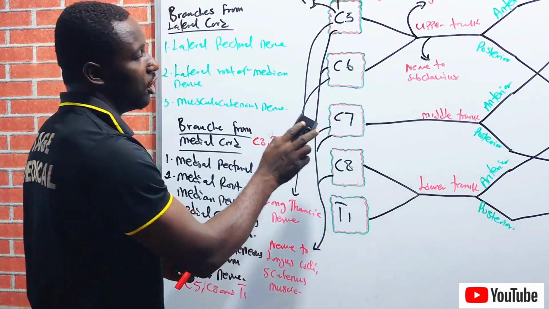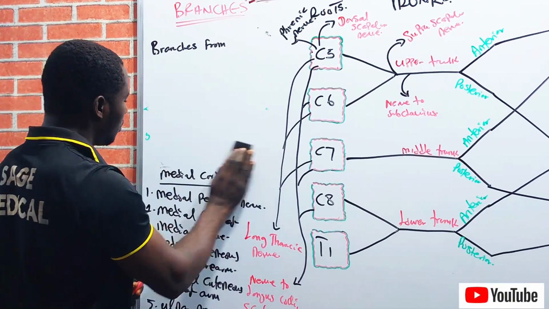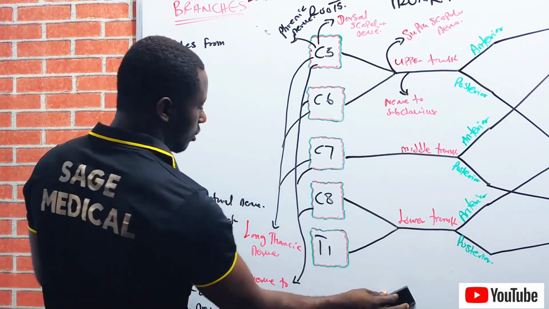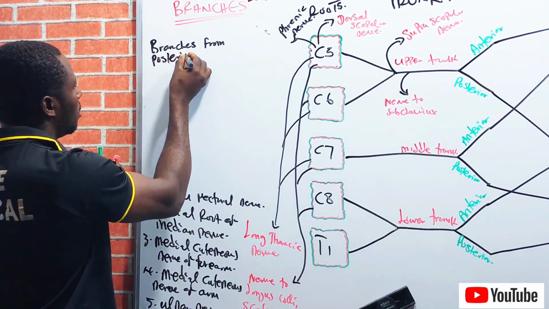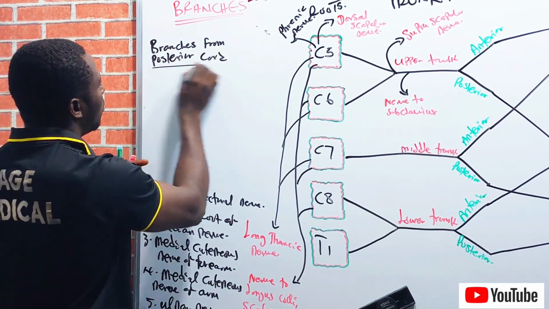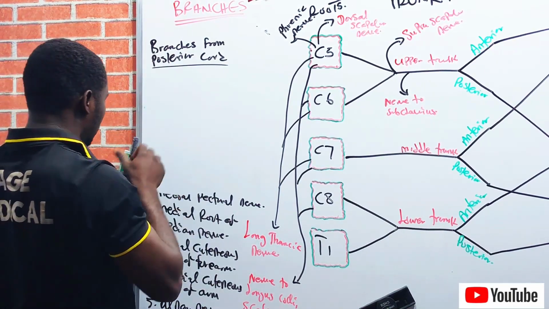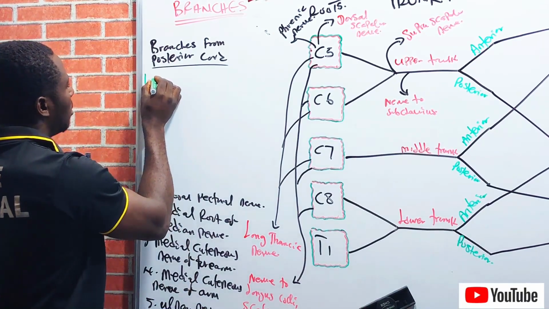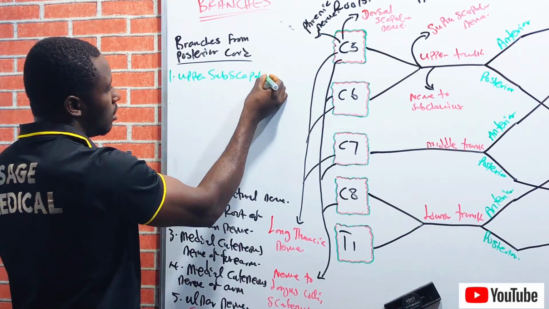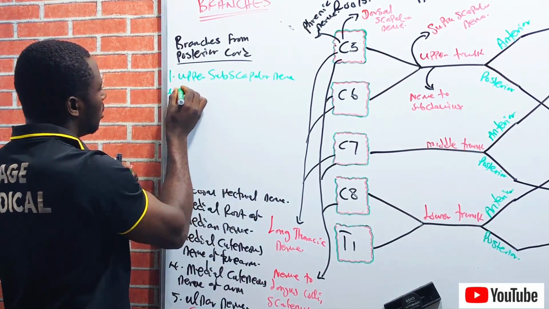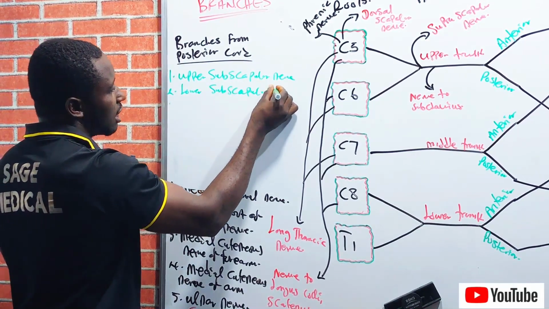Let's delve into the posterior cord. Branches from the posterior cord. We have the following branches. Number 1, upper subscapular nerve. Number 2, lower subscapular nerve.